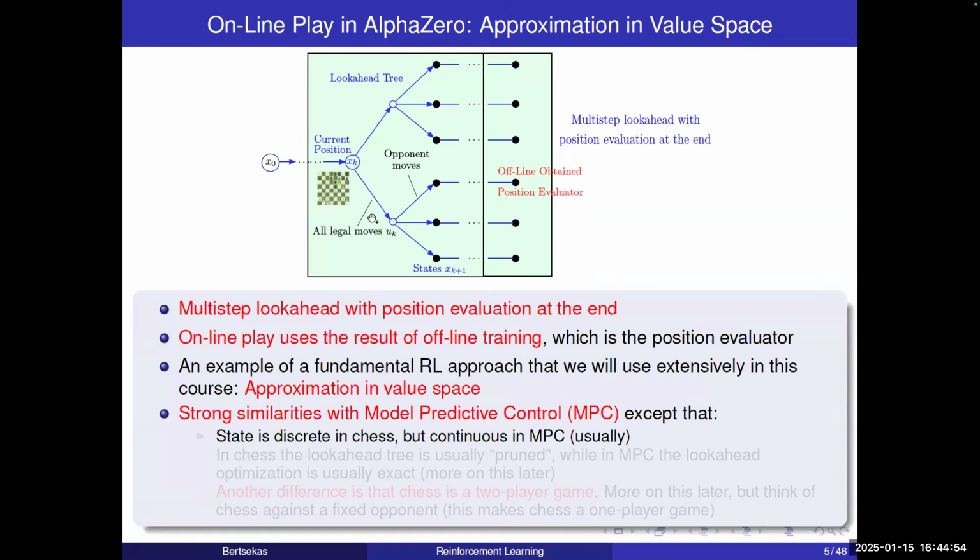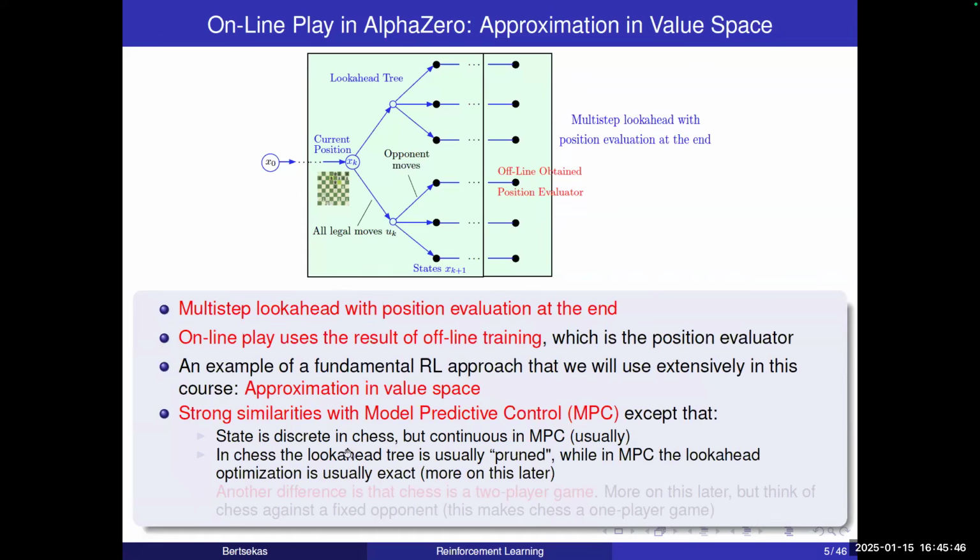Now, this figure here has strong similarities with model predictive control, which we abbreviate as MPC. As I said, model predictive control is a dominant design methodology in control systems. It's used in places like self-driving cars, many different contexts. And we're going to talk about applications of model predictive control quite a bit in this course. So model predictive control uses, again, multi-step look-ahead with position evaluation at the end, but there are a few differences. In chess, the state space is discrete, it's finite. There are only a finite number of positions at every stage. On the other hand, in MPC, usually the state space is continuous, or perhaps a mixture of discrete and continuous.